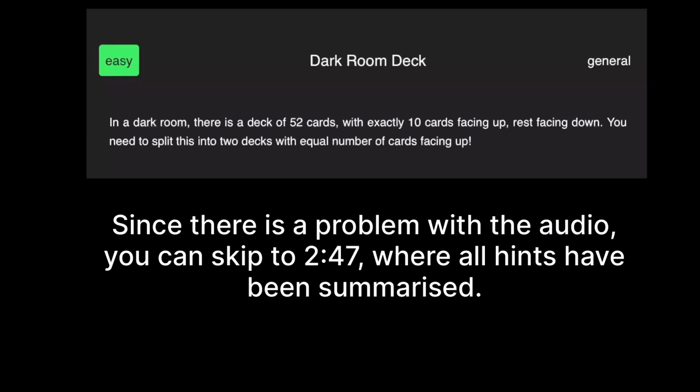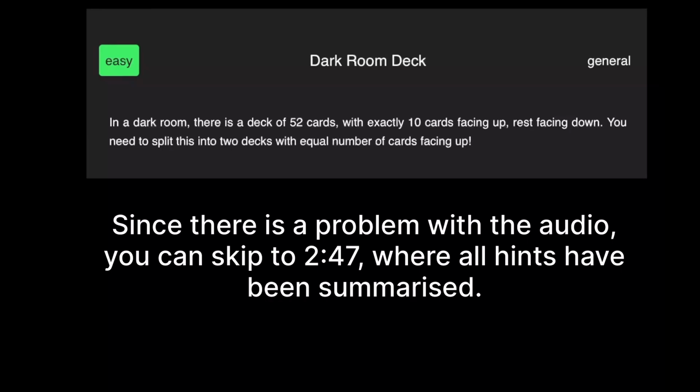Imagine yourself in a dark room where you can't really see whether the card is facing up or downwards. We've been given a complete deck of 52 cards, and among those 52 cards, there are randomly 10 cards which are facing up, and the rest are facing down. And now, with the light still off, we have to split the deck into two decks, such that in both of the decks, the number of cards facing up should be the same.